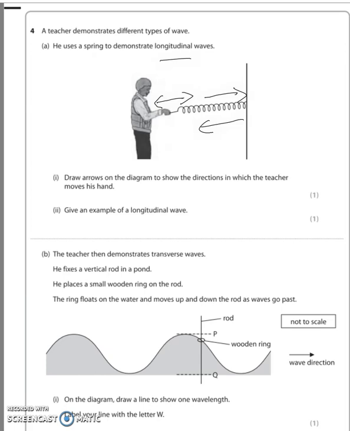Part 2, give an example of a longitudinal wave. The easiest one and safest one to go for is a sound wave. Ultrasound is fine too. Another answer that you could have is a P wave, which is a type of seismic wave. Part B, teacher then demonstrates transverse waves.